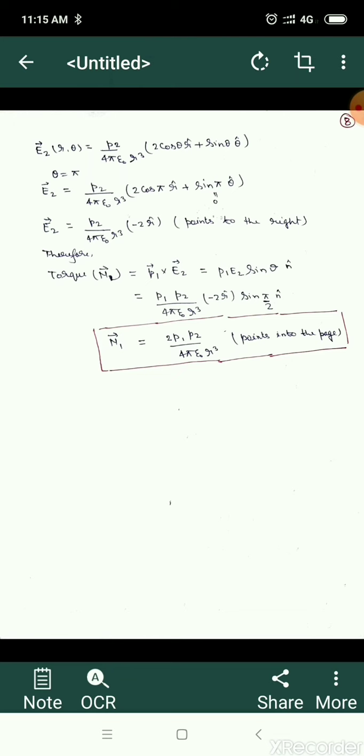Now, therefore, the torque on the dipole P1 due to the electric field of P2 is P1 cross E2.